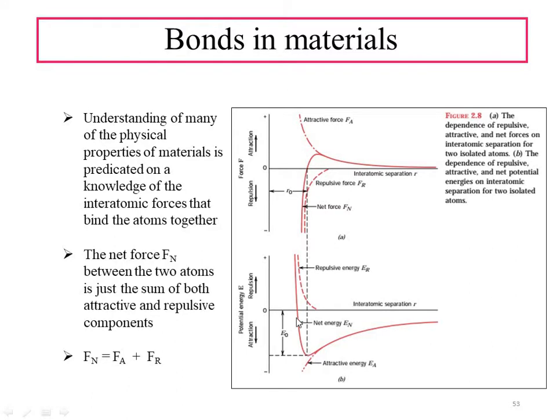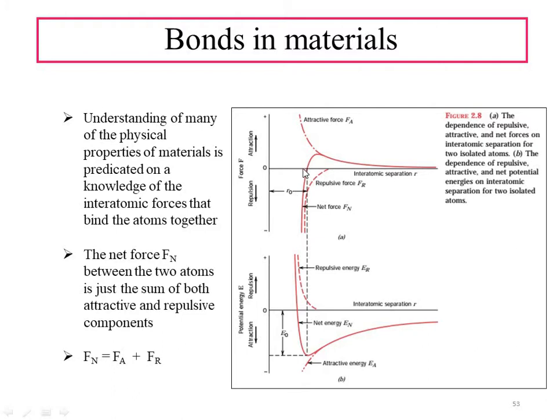So at a point where the net force is 0, or in terms of energy where the net potential energy is minimum, that point at which minimum potential energy occurs is considered a stable structure. For example, if you take some crystal or any molecule and want to say it is stable, then it should satisfy these two conditions: it should have minimum potential energy and the net force should be 0.